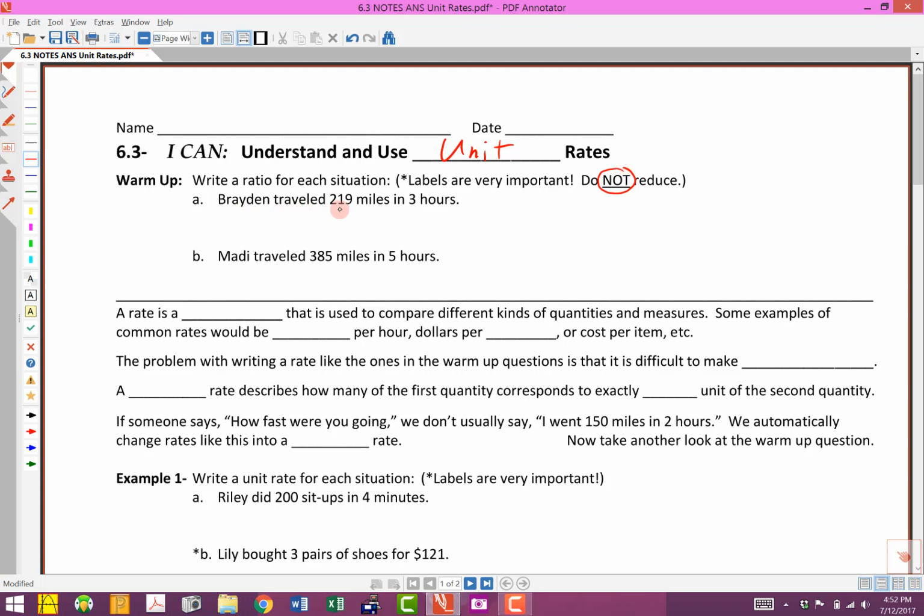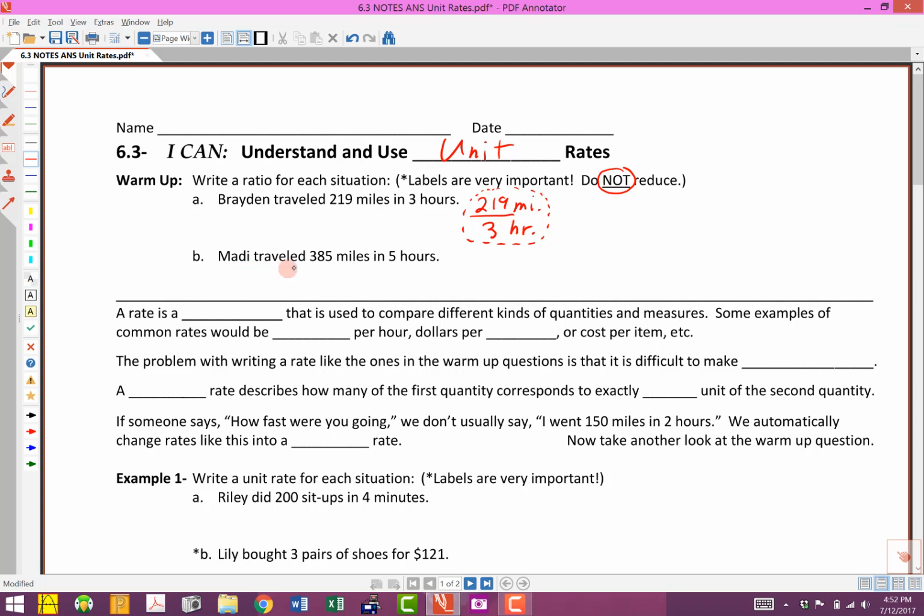So it says Braden traveled 219 miles in 3 hours. So again, we want to think about which one we put on top and which one we put on the bottom. Do we want to do miles per hour, or hours per mile? Probably miles per hour. So let's do 219 over 3. I'm going to put MI as an abbreviation for miles here, and HR as an abbreviation for hours there. I'm going to put a dotted circle around that for the time being because we are going to come back to this. So we're just going to leave it like that.